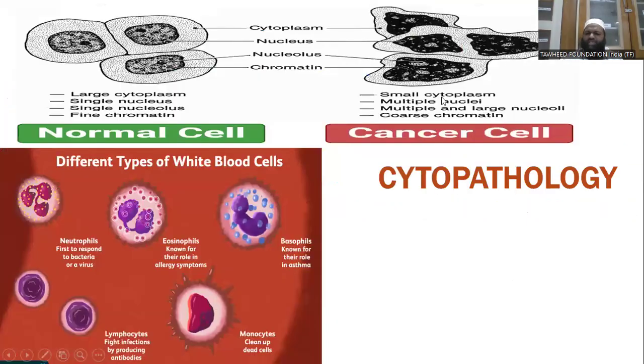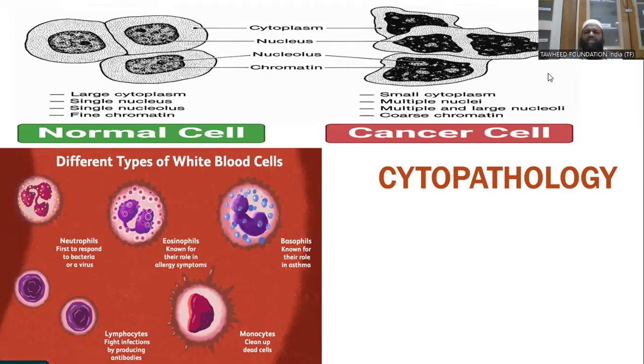If you see this picture here, these are the normal cells. And what are the features of normal cells? There is a large cytoplasm, a single nucleus and a single nucleolus. Then fine chromatin is there. So these are the normal cell features.